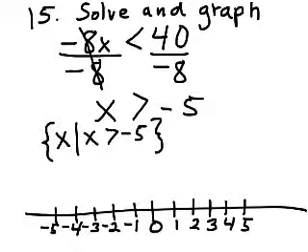If I was going to graph it, I use the parenthesis, because it's greater than, and I'll put an arrow in the direction that x is. So x is greater than negative 5, graphed.